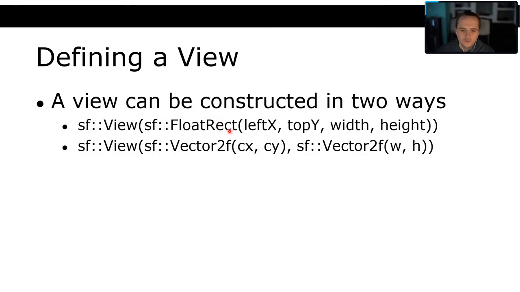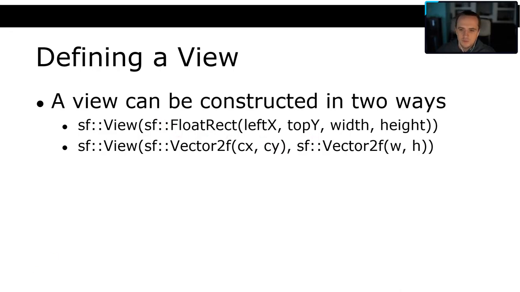Okay, so the float rect here defines a top left, so the left x component, the top y component, the width, and the height. So this is a pretty standard representation for a rectangle. We've been using it throughout the course. Or you could pass in two vector 2fs. The first one would be the top left corner. Oh, sorry, I'm incorrect in that. They're not the same. If you use the two vector 2fs constructor, then the first one is the center of the window, and the second one is the width and the height. My apologies.